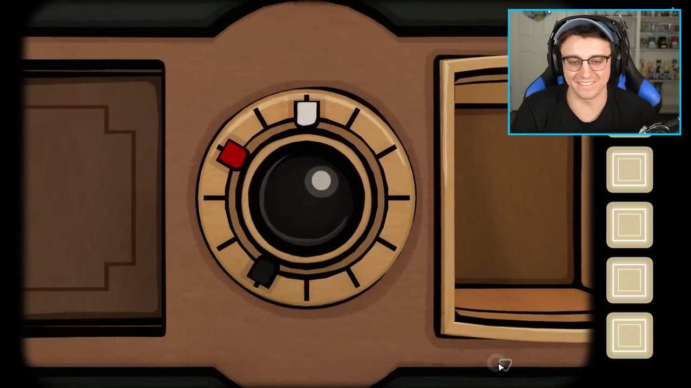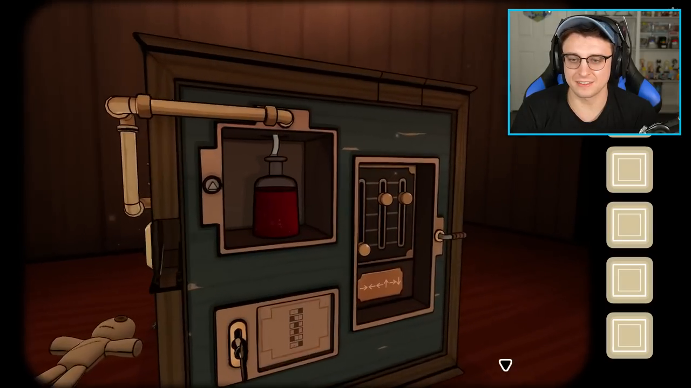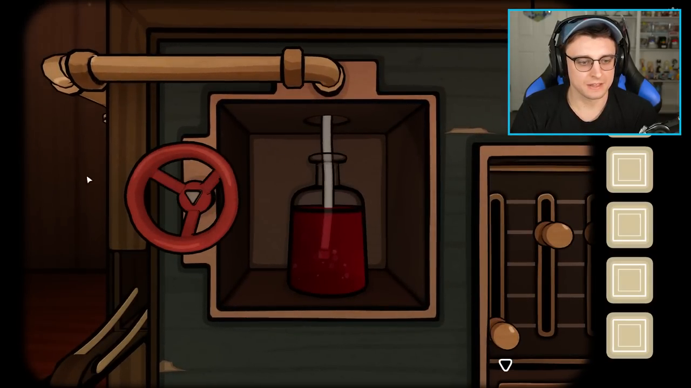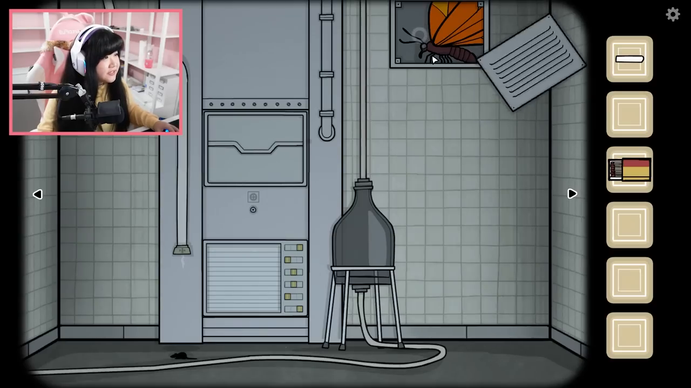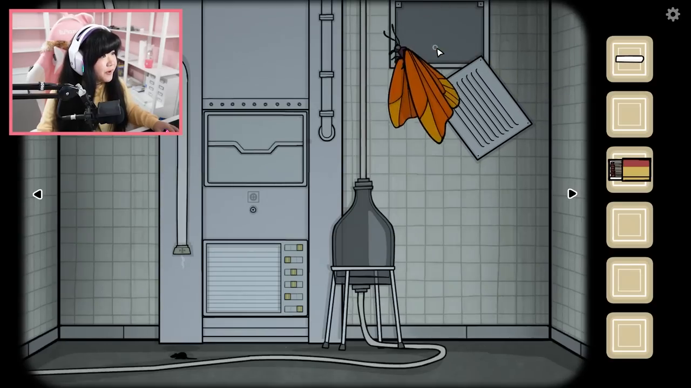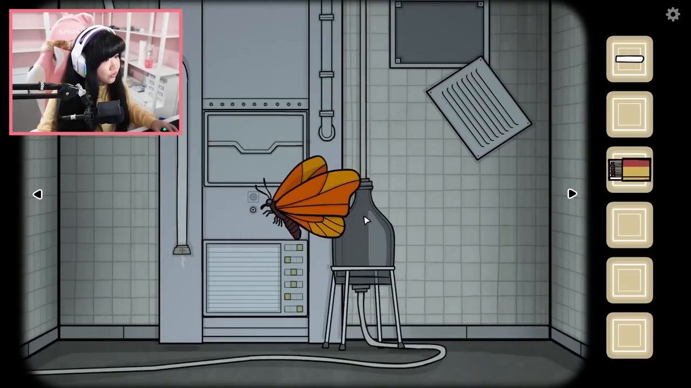Okay, I got the triangle wheel, which is the valve, and that's gotta go here to the blood. Let me twist that. All right, I'm sucking the blood into you. Oh, my vent is moving. Oh my gosh, that's a giant butterfly. Are you a moth? Probably he's a butterfly. That's kind of the theme.